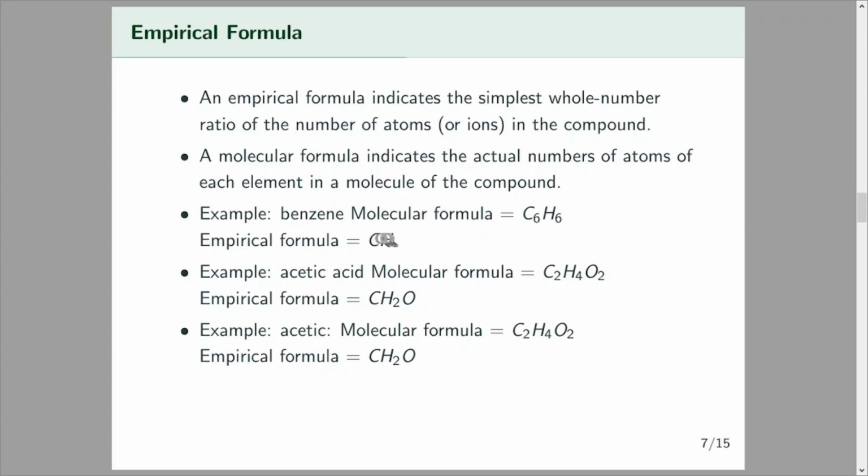The empirical formula just tells you the simplest ratio. This tells you there's 1 carbon for every hydrogen. Acetic acid is C2H4O2, and so its empirical formula would be CH2O. That is, there are 2 hydrogens for every carbon, 2 hydrogens for every oxygen, and the carbons and oxygens are 1 to 1, right? And you can see that in the top formula.